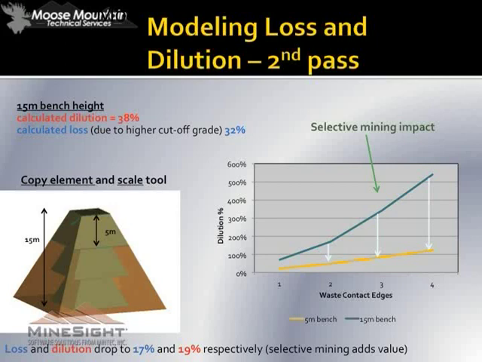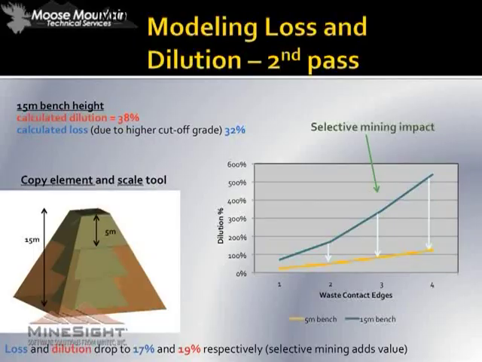When we crunch all the numbers, the calculated dilution was quite high. 38% is a fairly large dilution, and we know that we're not really going to see that. There's got to be a better way to do it. And of course, what you see in operating mines is a more selective approach, so let's go to that method.